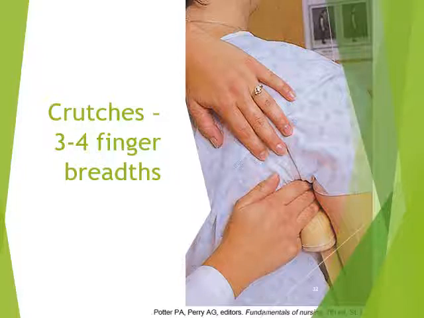So crutches is a way to get around with a fracture. And you must remember that there's 3 to 4 finger breadths, or if you notice in the picture, there's 3 fingers between the armpits and the crutch. So that's pretty important to remember.